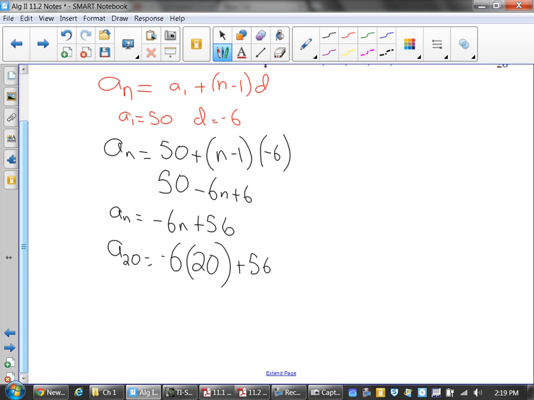In this case, in order to figure out what the 20th term is, now it's just negative 120 plus 56, and you get negative 64.